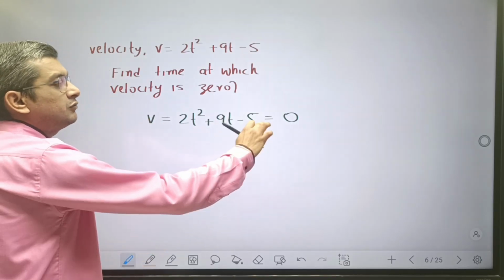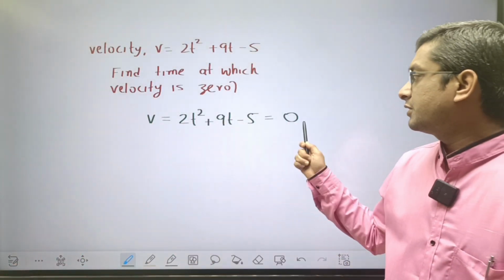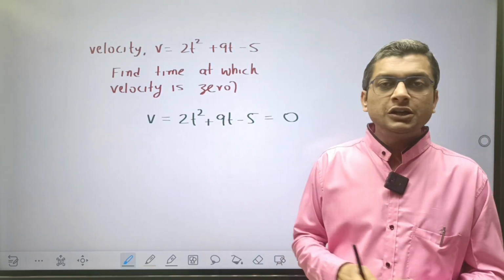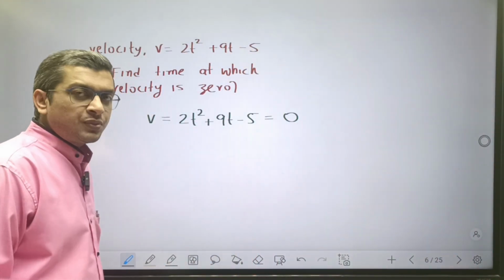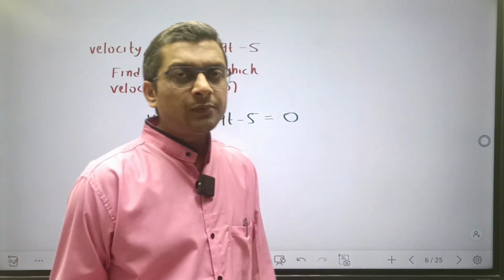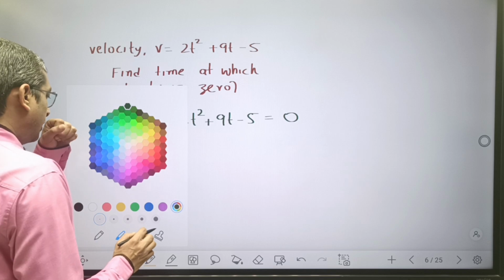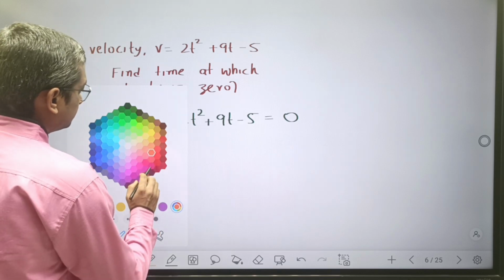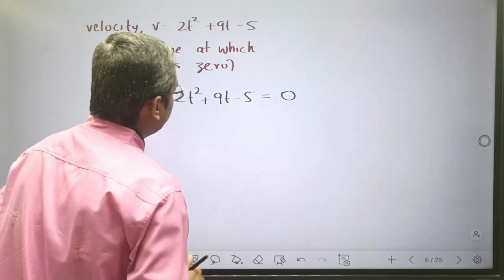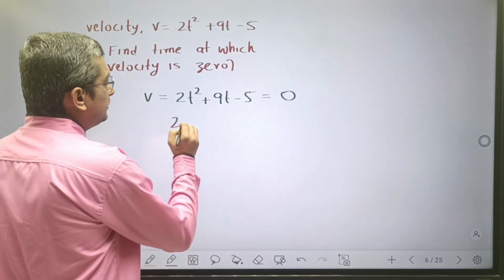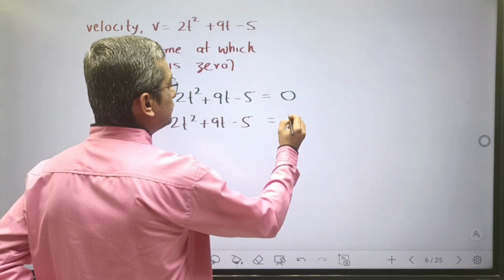Now we have to find the time for which velocity is 0. It means that in this equation we have to find the value of t for which this equation becomes equal to 0. Again, this is a quadratic equation, so we can use the formula, either by splitting the middle term or by direct formula we can solve. So I am solving it by splitting the middle term. So 2t square plus 9t minus 5 is equal to 0.